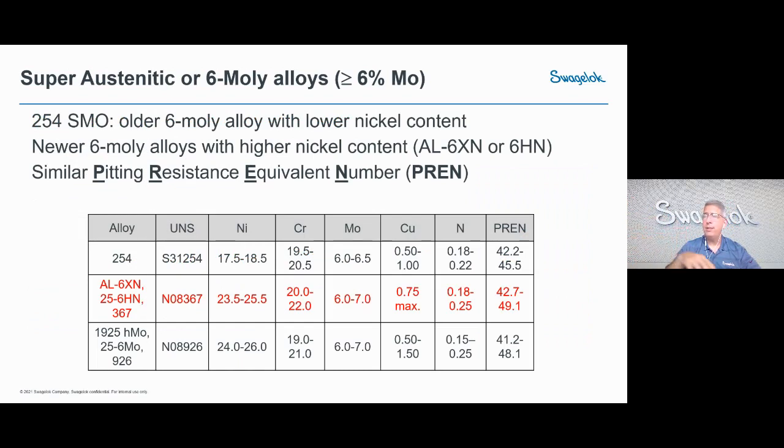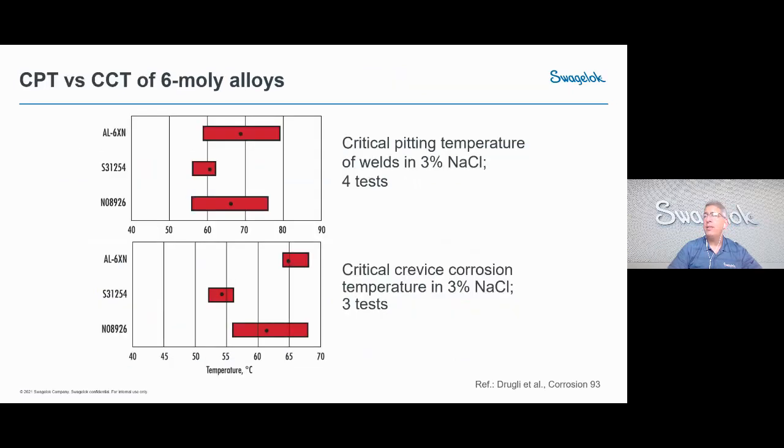As you can see across the middle row of this table, these newer super austenitic or 6 moly alloys have higher levels of nickel, chrome, and molybdenum, which contributes to improved resistance to pitting and crevice corrosion. Within these different 6 moly alloys, you can see in this plot that even subtle, small changes in composition can contribute to further, statistically significant improvements in resistance to pitting and crevice corrosion. And that's why we recommend the newer versions for our customers' applications.